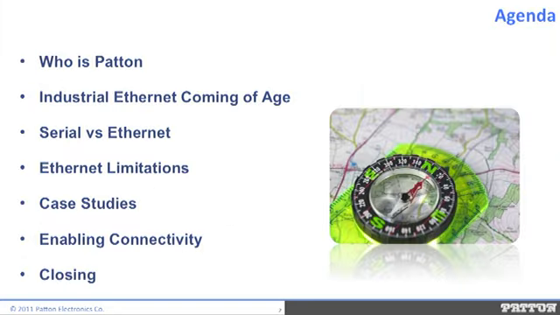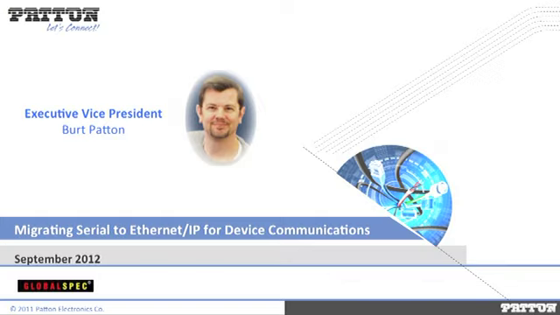So now let's get to the agenda. Burt will be speaking on who is Patton. John will then follow with Industrial Ethernet coming of age. Nathan will then touch on serial versus Ethernet, then back to Johnny for Ethernet limitations, case studies, and enabling connectivity. And Sean will do our closing. So now that we've met everyone and run through our agenda, here is our first presenter, Burt Patton.